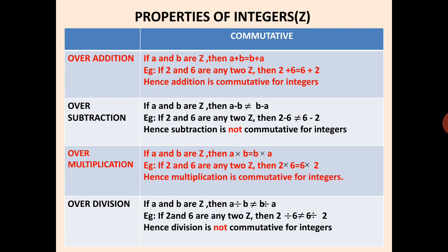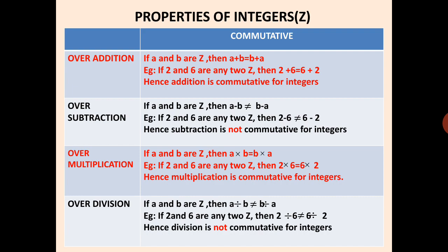Here we have taken again 2 and 6 as the two integers. Now we are subtracting this. We are doing the subtraction in two ways. 2 minus 6, you know the answer is minus 4. Now change the order. 6 minus 2, it is 4. Can you say that minus 4 and 4 to be equal? Not at all. They are not equal. That is why we will say that subtraction is not commutative for integers.